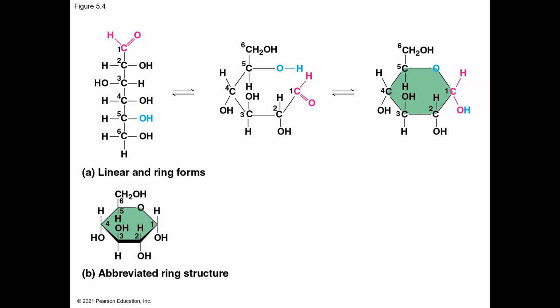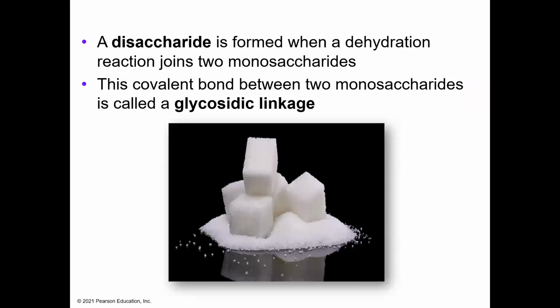So sugars, monosaccharides, can form in different structures. They can be linear or they can be ring structures, which are seen here. Now, if I was to bind 2 monosaccharides together, it would be called a disaccharide, di meaning 2. So a disaccharide is 2 monosaccharides bound together. And once again, it's created through dehydration. This bond between the 2 monosaccharides is a covalent bond, and it's called a glycosidic linkage.